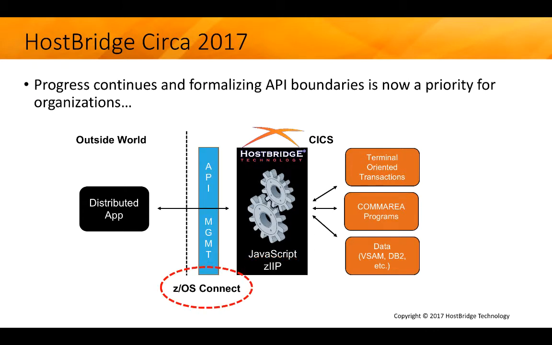Okay, so now let's fast forward to the present day. One of the things that's really important in organizations is formalizing the API boundaries. This is now a priority for organizations. IBM has recognized this, as have many other vendors, and they're creating various types of API management solutions. A good example of that is z/OS Connect, which provides a very disciplined way for being able to interconnect from the outside world into the mainframe world.